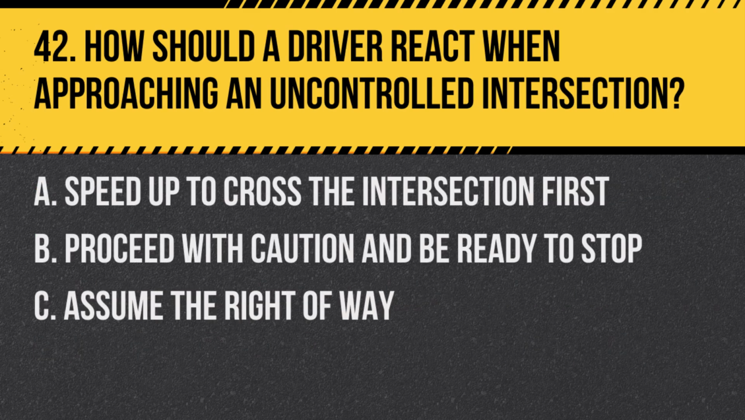Question 42. How should a driver react when approaching an uncontrolled intersection? A. Speed up to cross the intersection first. B. Proceed with caution and be ready to stop. C. Assume the right of way. Answer: B. Proceed with caution and be ready to stop. At an uncontrolled intersection, drivers should proceed with caution and be prepared to stop if necessary.